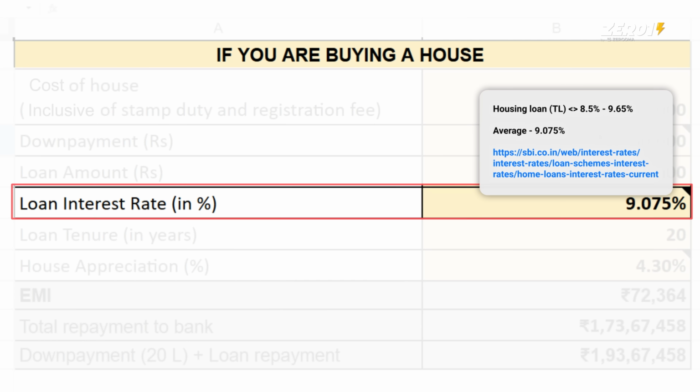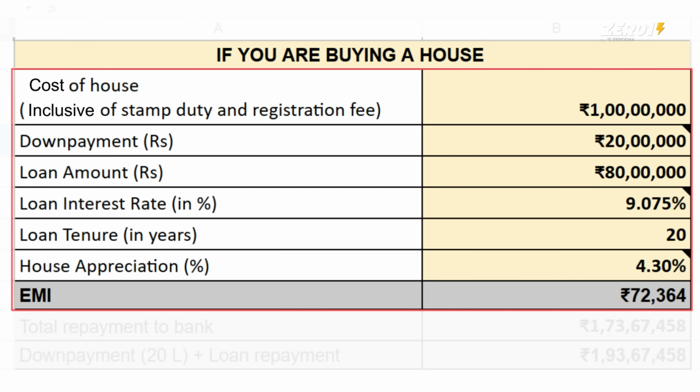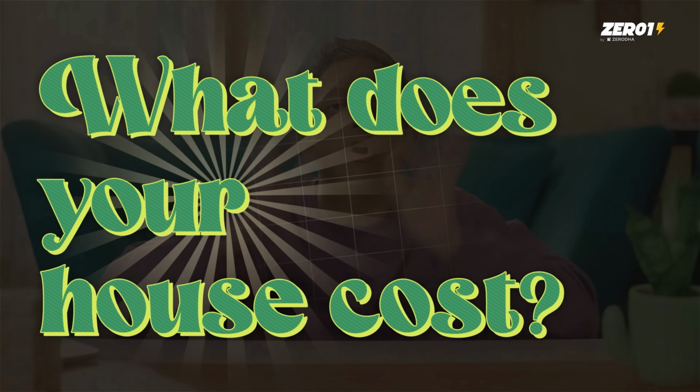The loan interest is 9%. The loan tenure is 20 years. So your loan for 80 lakh rupees is going to last for 20 years. This brings us to our EMI of 72,364 rupees. So what does your house cost?